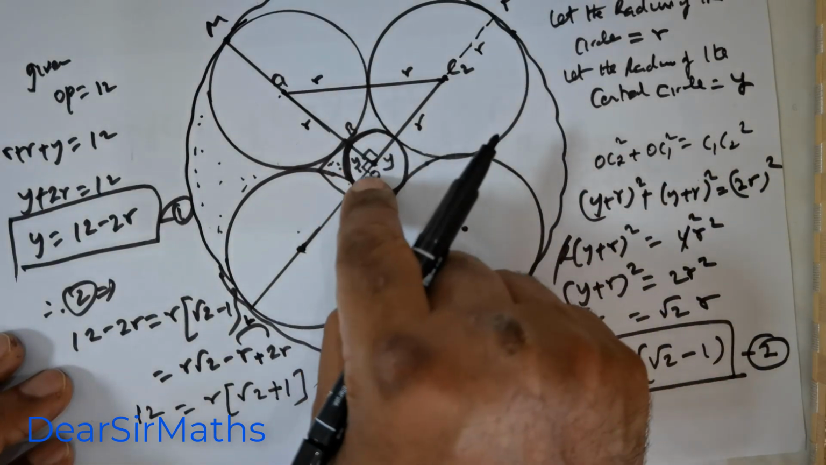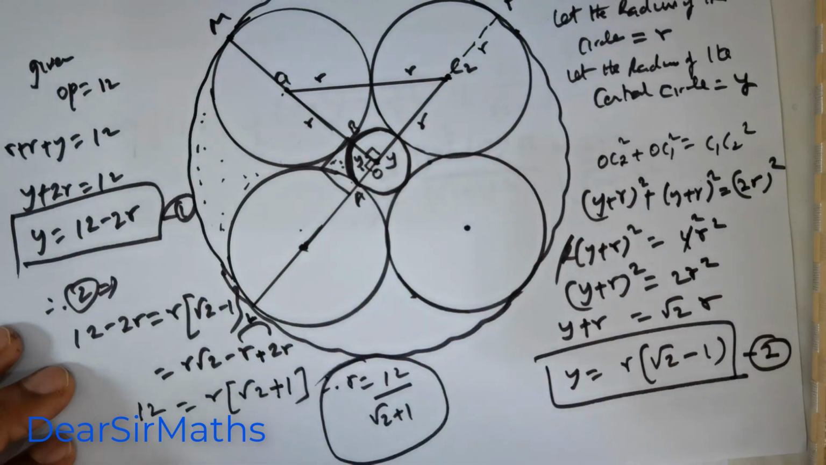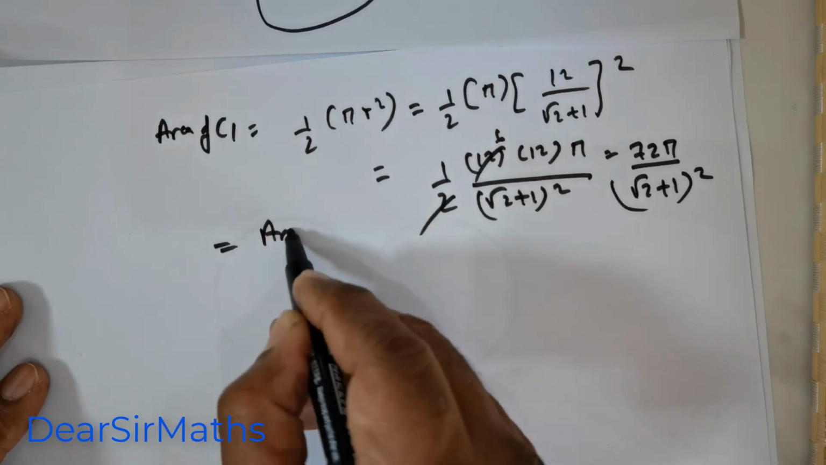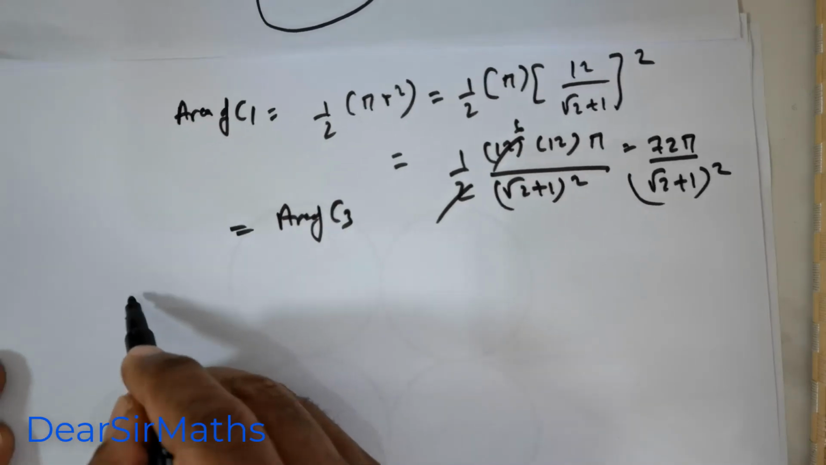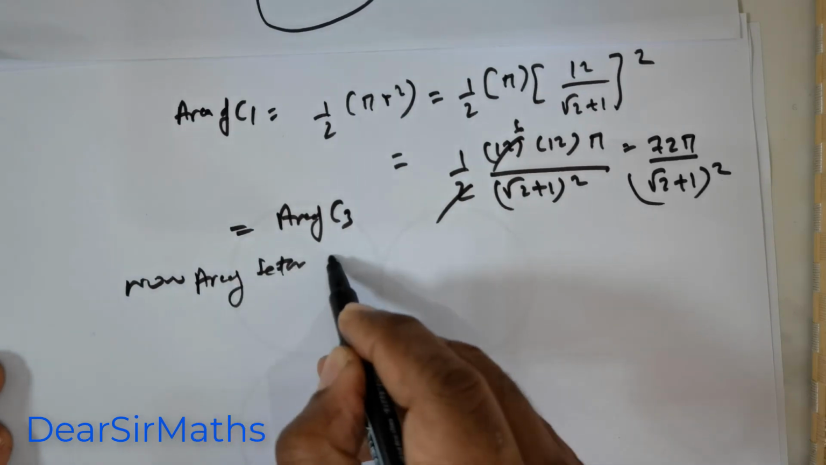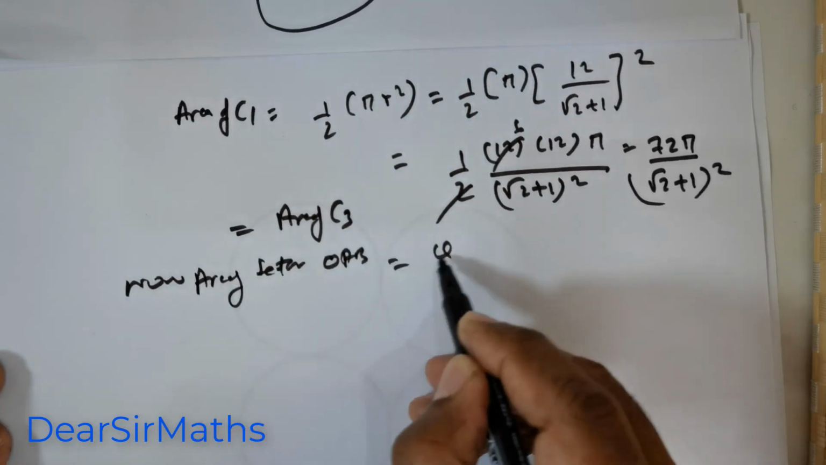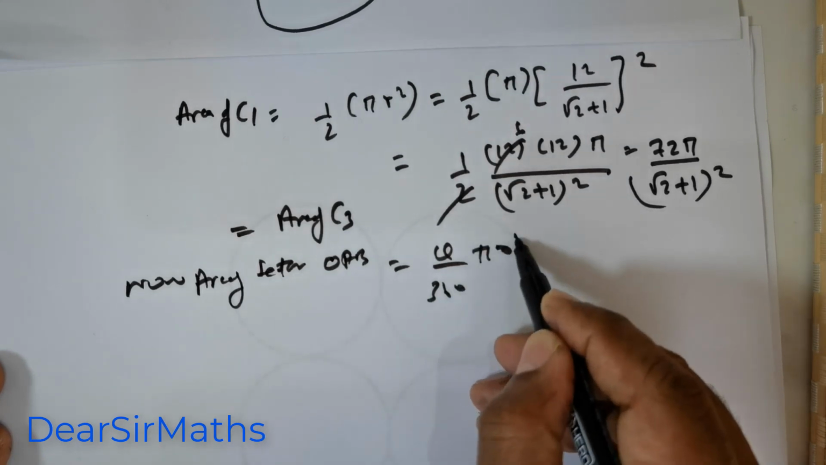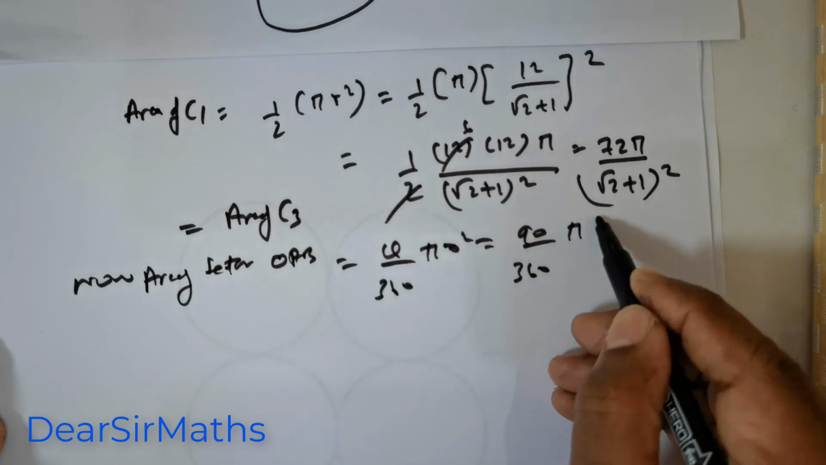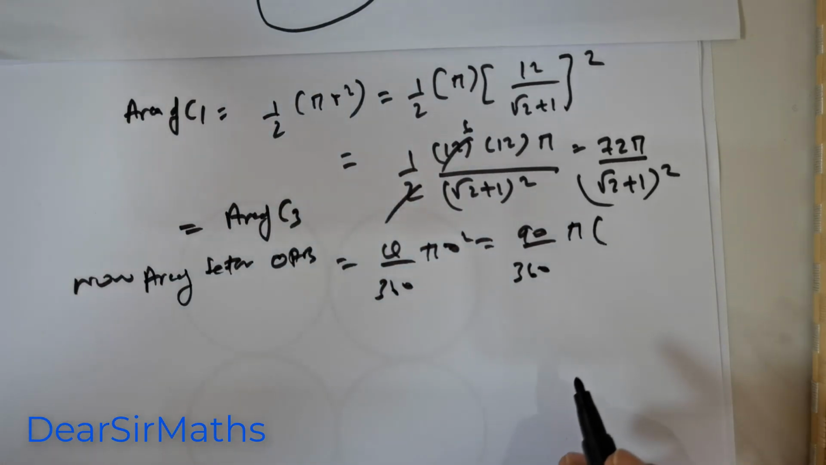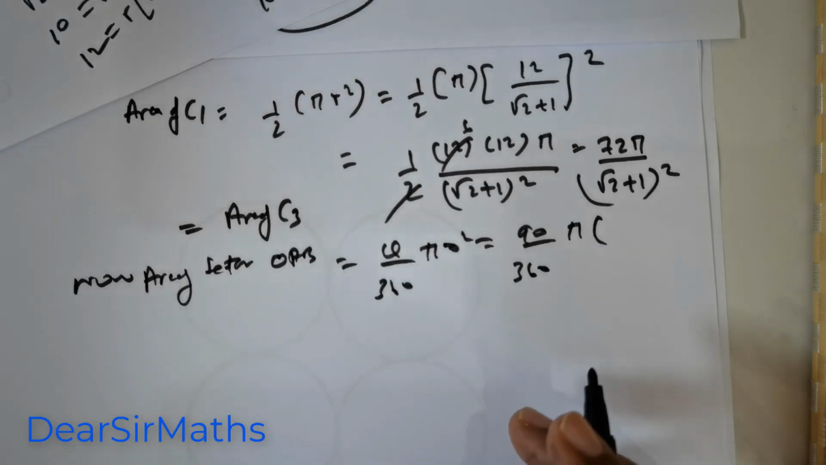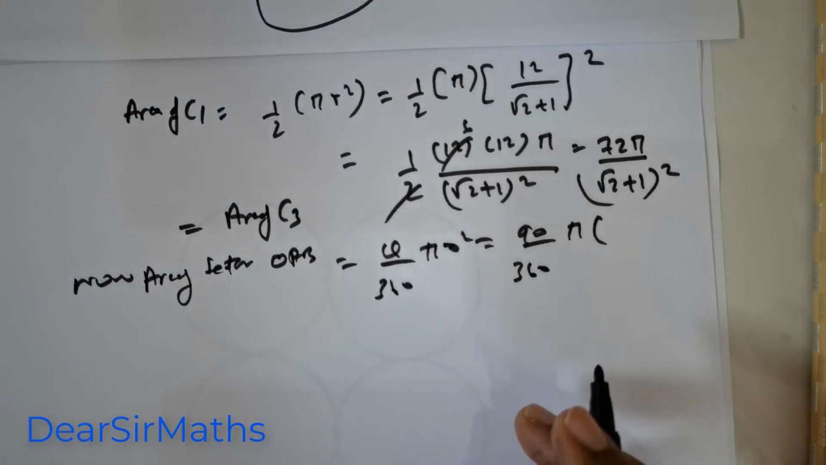So now we need to get the area of the sector OAB. So let me do that. Area of C3 will also be equal to this. So now I'm going to find the area of sector OAB, which is nothing but theta divided by 360 times pi r squared. The angle is 90. 90 over 360 times pi into r squared. My value of r, or I should say value of y. So let me go and locate the y value.